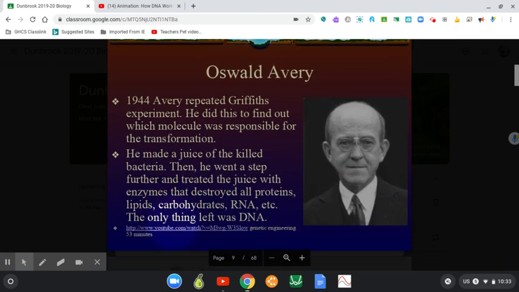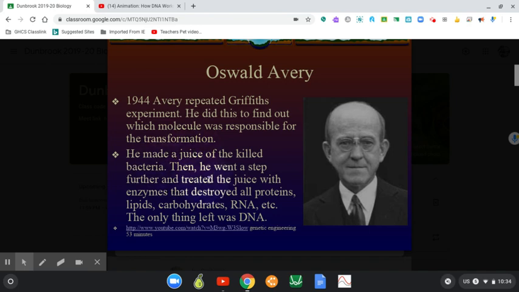So along comes a guy named Oswald Avery in 1944, a little bit later on, right? He repeats Griffith's experiment, but he did it with a little more detail. He did this to find out which molecule was actually responsible for the transformation. In other words, he wanted to know what molecule was passed from that bad bacteria to that good bacteria that made the good bacteria deadly. Now, today we know it's DNA. Back then, they did not know yet, okay? So what he did is he mixed up a juice, or just, in a beaker, of the killed bacteria.